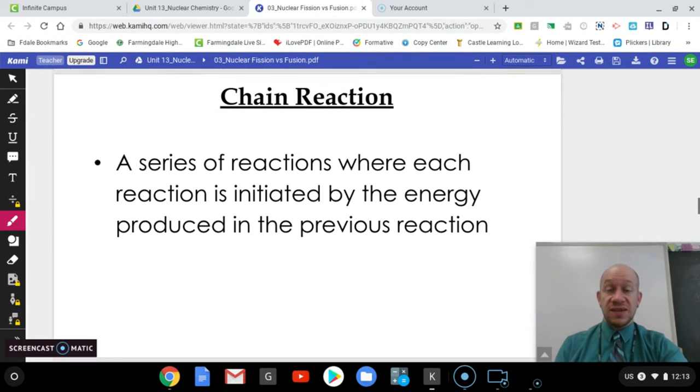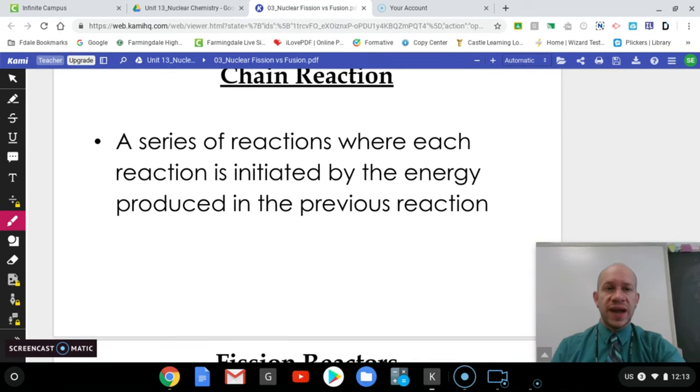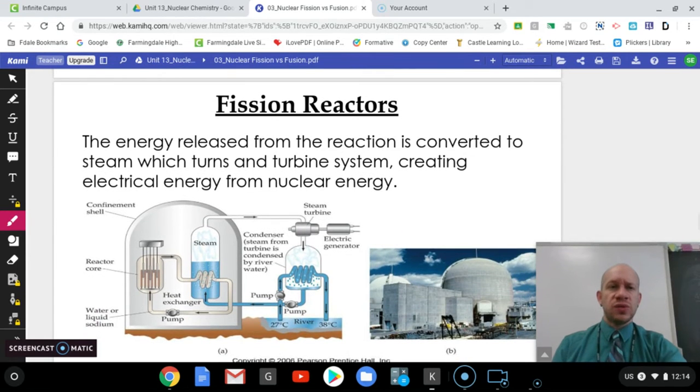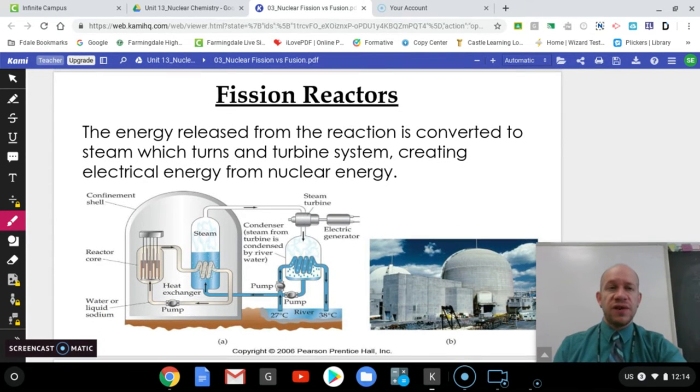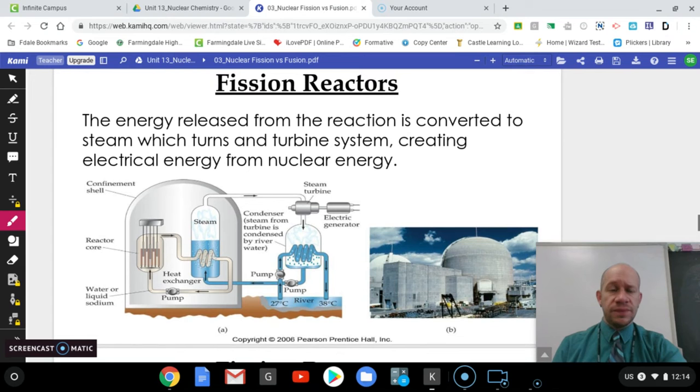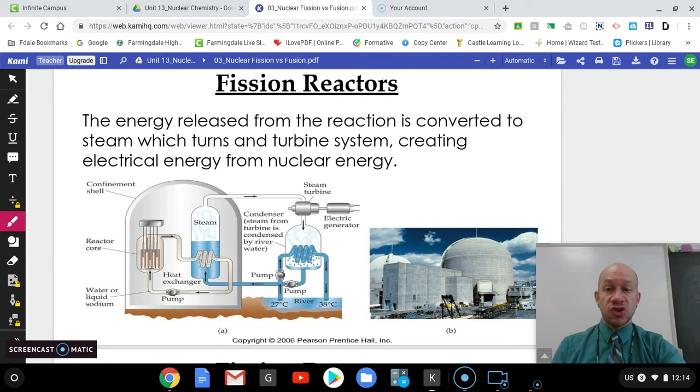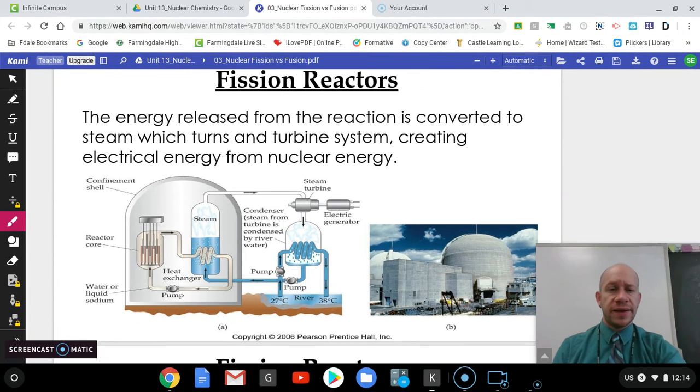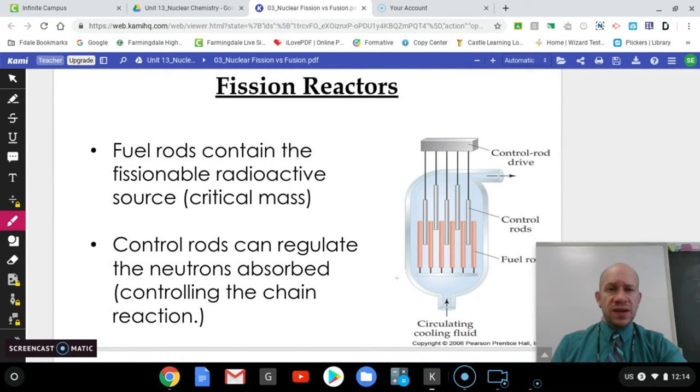So a chain reaction is defined as a series of reactions where each reaction is initiated by the energy produced in the previous reaction. Fission reactors work where the energy released from the reaction is converted to steam, which turns a turbine system, creating electrical energy from nuclear energy. So here's a little picture of what a nuclear fission reactor looks like. Fission reactors have fuel rods that contain the fissionable radioactive source. This is our critical mass. We need to have a certain amount of our mass. The control rods, these things that go up and down, can regulate the neutrons absorbed, and this is what controls that chain reaction.